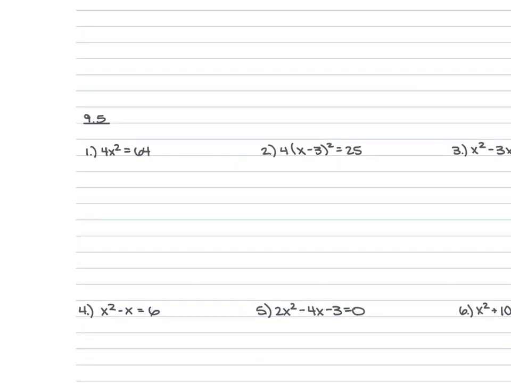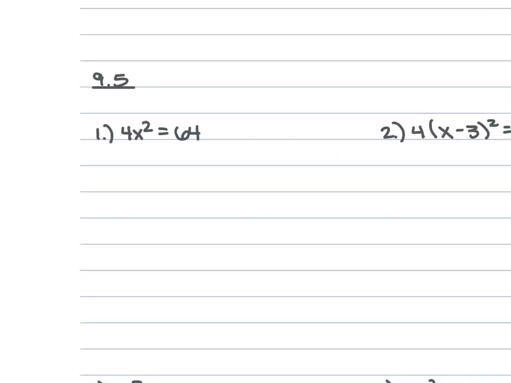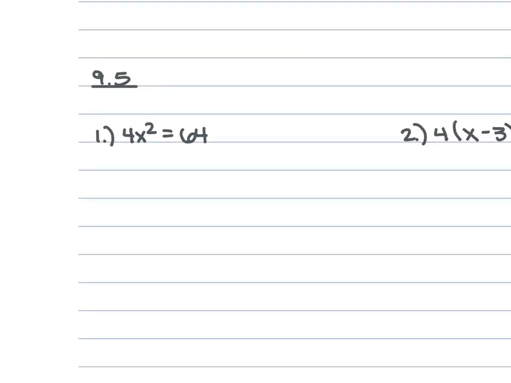For 9(5), we are solving using the best method that we think is possible. So for 1, we have 4x squared is equal to 64. How I would solve this was just dividing each side by the 4 to get the x squared by itself. So x squared would equal 16. And then I would take the square root of both sides, so x is equal to plus or minus 4.